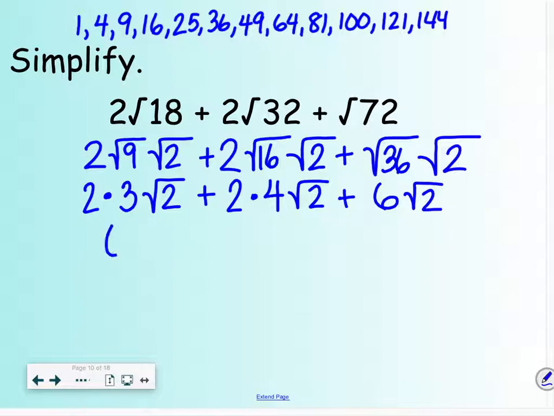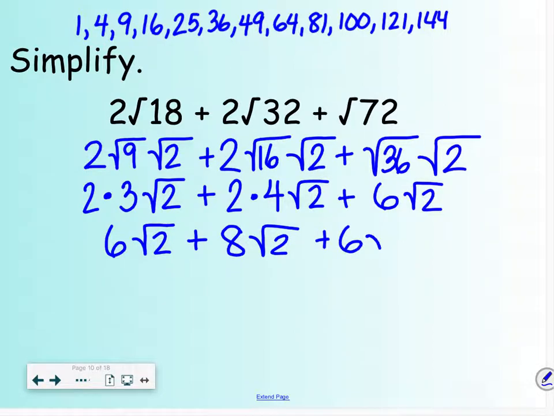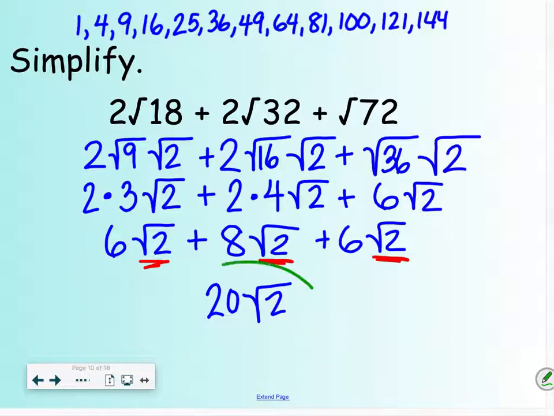Okay, so we've got 6 times the square root of 2, plus 8 times the square root of 2, plus 6 times the square root of 2. They are all like terms because they've got the same radical part. So I can add them all together, and adding the numbers in front gives me 20 times the square root of 2.